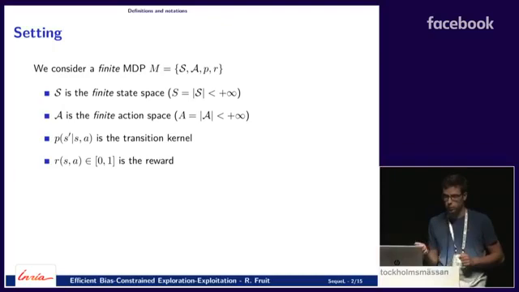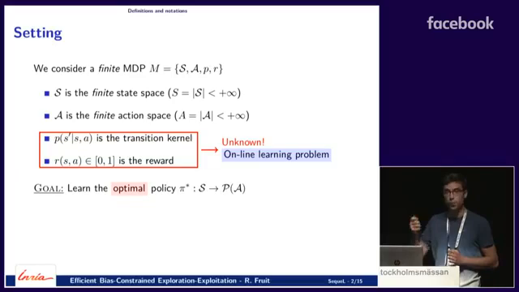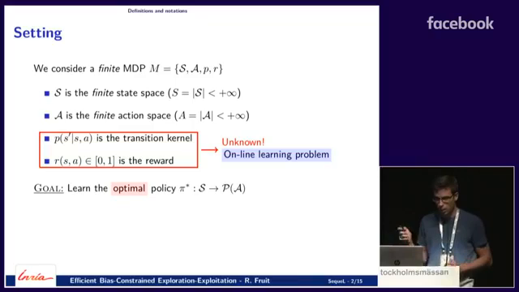So we will assume that P and R are unknown, and we consider an online learning problem, meaning that the agent collects data sequentially and will adapt its behavior accordingly in an online fashion. And the goal of the agent is to learn the optimal policy, which maps states to distributions over actions. But what do I mean by optimal?